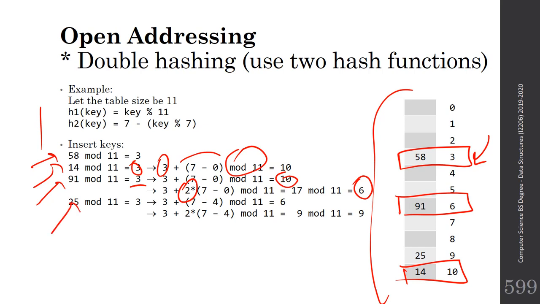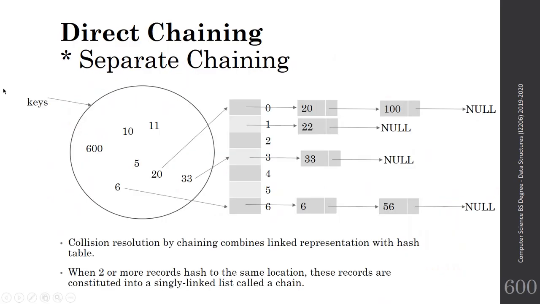And then we have 25. So 25, as you can see, will lead us to 6 here. So after the first collision, I need to do h1 plus 2h2, and it will end up at index 9. So again, for double hashing you should know how it works. You have two hashing functions, not necessarily those hashing functions, but every time you do h1, and then if there's a collision, h1 plus h2, and then h1 plus 2h2, and so on. So those are for open addressing.